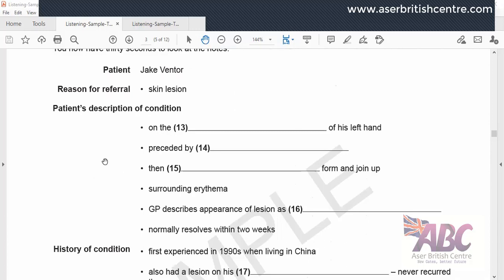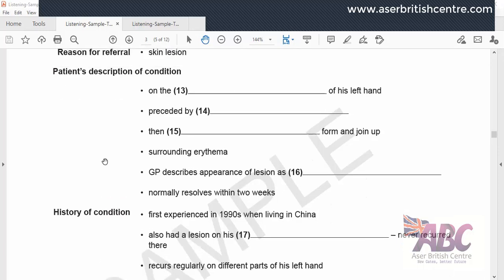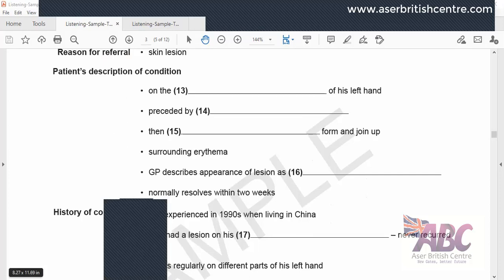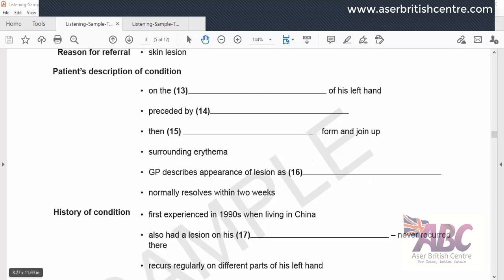Jake Ventor, please come in and take a seat. Thanks. Okay, now I understand from your GP that you've got a problem with your hand. Yes, I went to see you a couple of weeks ago because of a sore on my left hand. I've had it for years, but not all the while. You know, it appears, then it gets better, then it comes back. It's here on the palm. It's almost gone now.